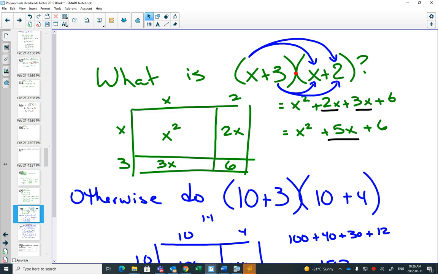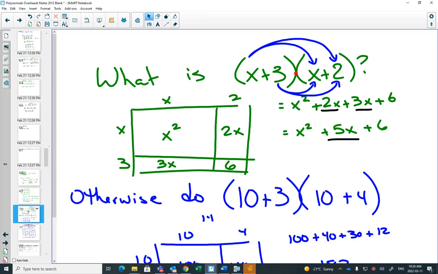X times x is x squared. X times 2 is 2x. X times 3 is 3x. And 3 times 2 is 6. Then we add them up. But now, when you're adding up algebra, you can only add up like terms. And we get x squared plus 5x plus 6.